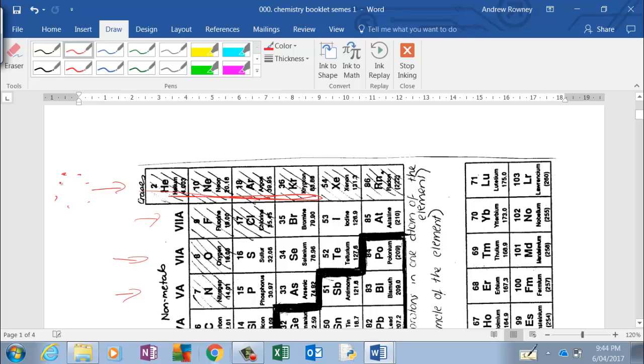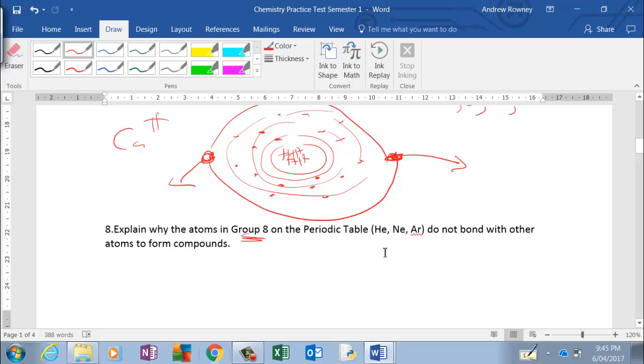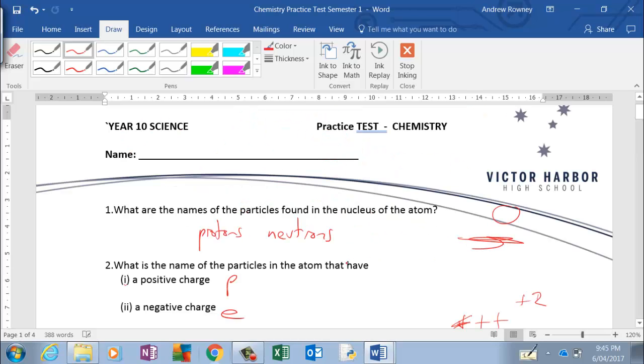Right. Now if you've got 8 in the outer shell, that's complete. They don't want to lose or gain electrons, and that's why they don't react with anything. They're quite happy having 8 in the outside shell. That's your answer there to that question. Why don't they bond with other atoms?